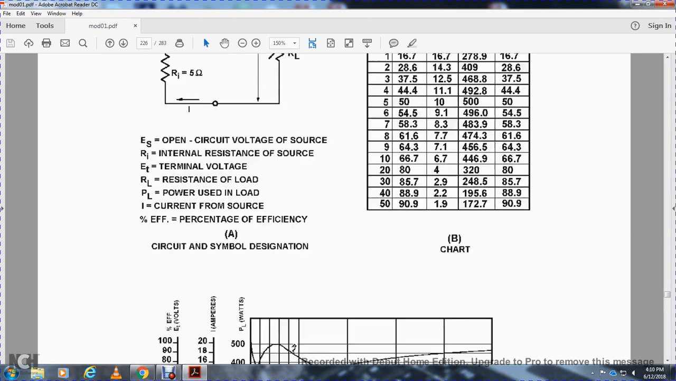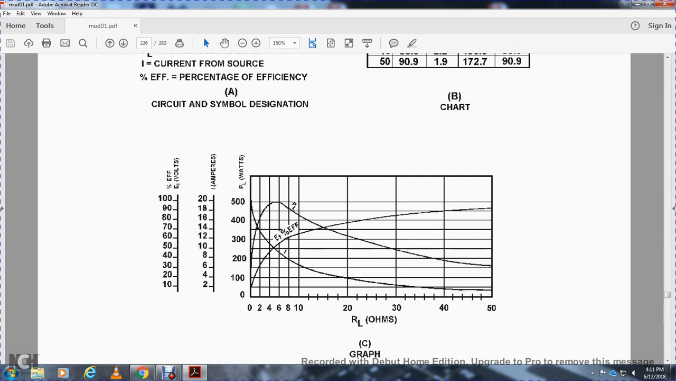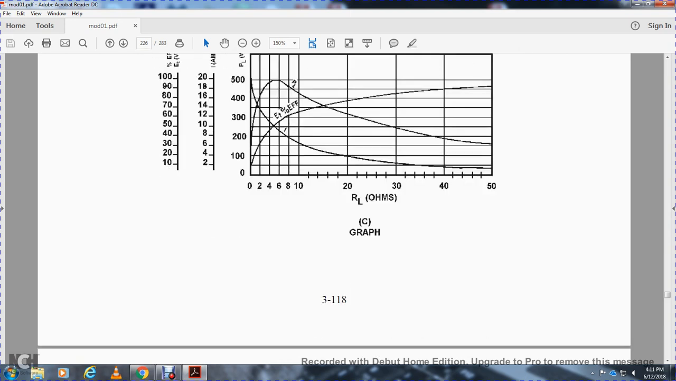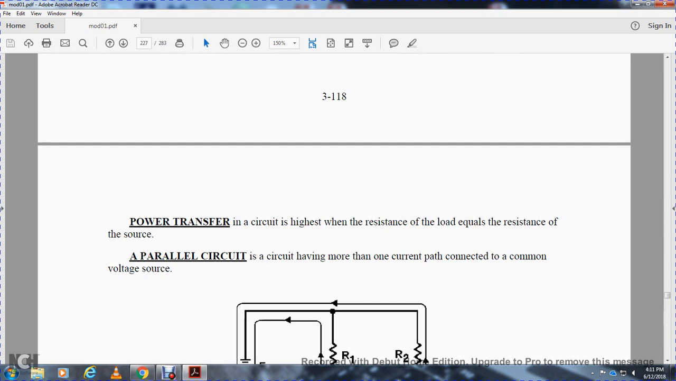It shows this in the chart, and also in the graph related to power and efficiency, with amperes and watts on the y-axis and the load resistance in ohms on the x-axis, the voltage efficiency line, and then the power load efficiency. Maximum power transfer occurs in a circuit that has the load resistance equal to the resistance of the source.